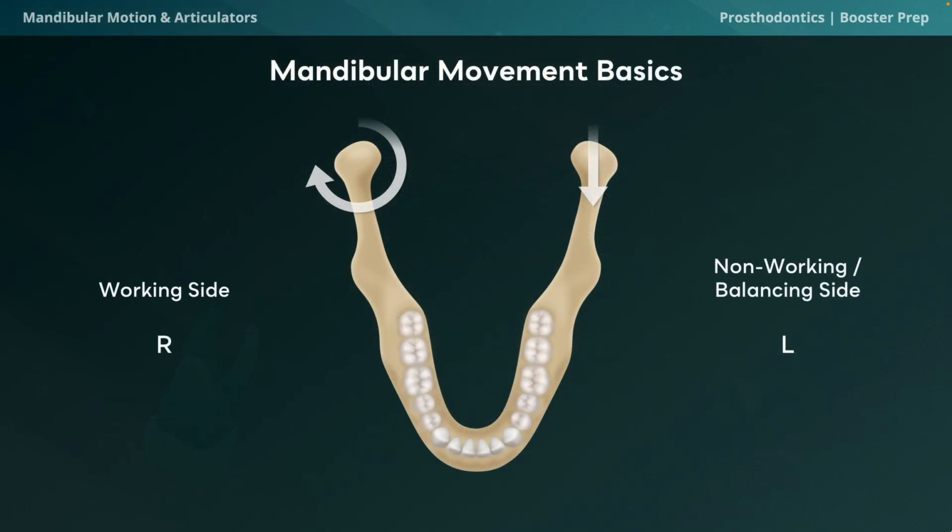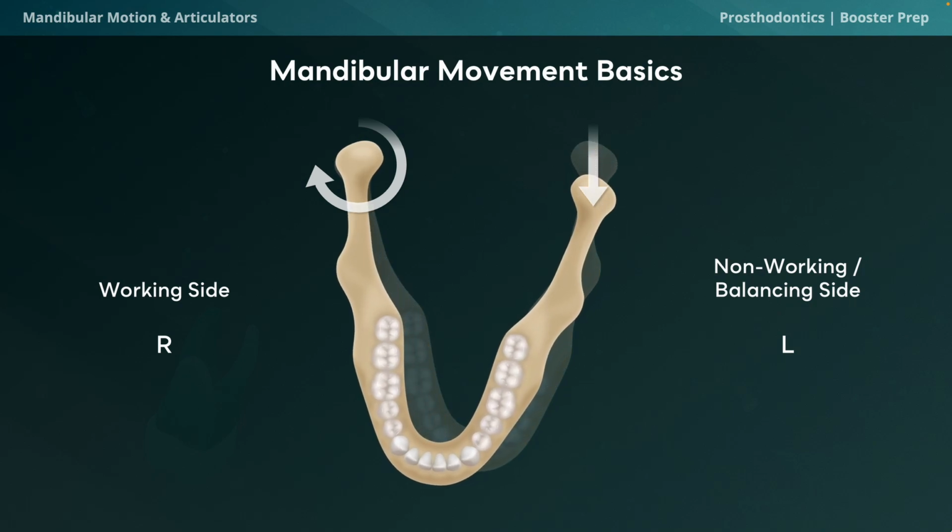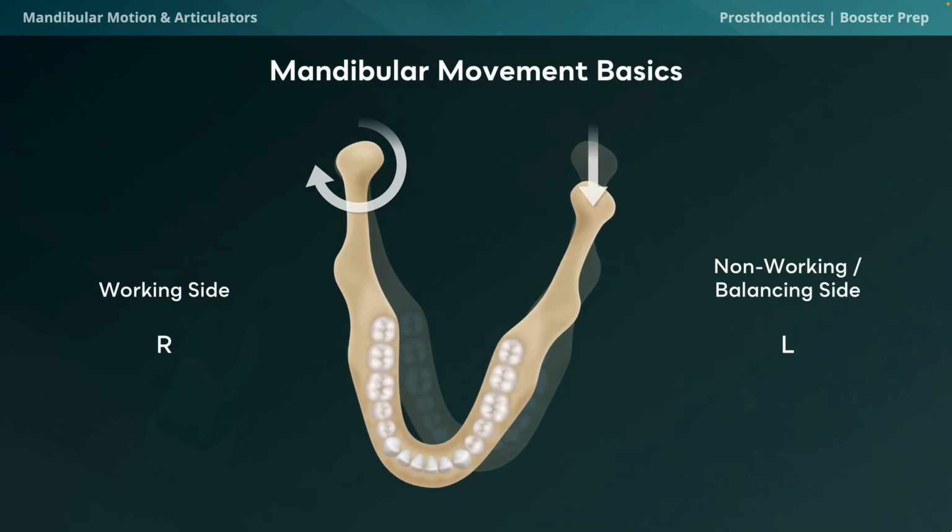Okay, now let's take a look at some mandibular movements and some terms you need to be aware of. We can label the mandibular sides as either working side or non-working balancing side. Now, these labels are in relation to the direction of movement. So if the mandible moves to the patient's right, as we can see here, then the right side is the working side, while the left side is the non-working or balancing side.